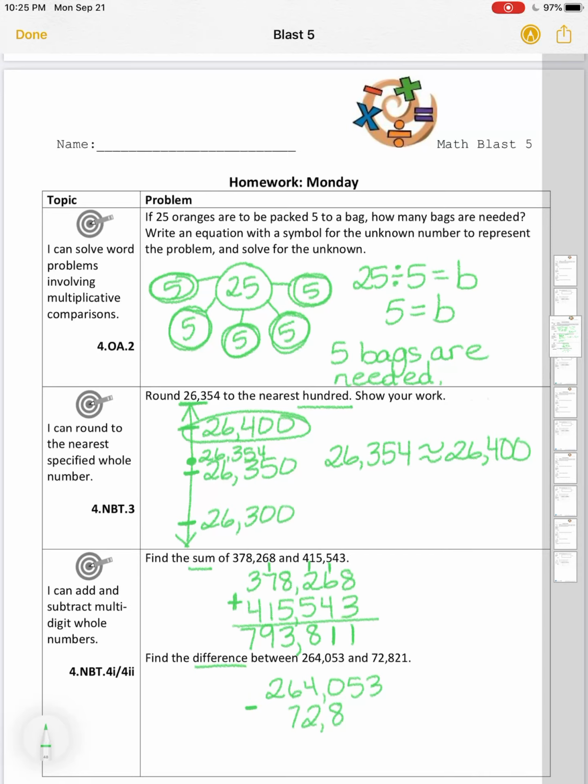Notice my 7 in this number here was in the 10,000s place. So I lined it up with the 6 that's in the 10,000s place of the other number, not the 2. That's a 100,000s digit. Now we can subtract like units starting with our ones place. 1 from 3 is 2 ones. 2 from 5 in the tens is 3 tens.